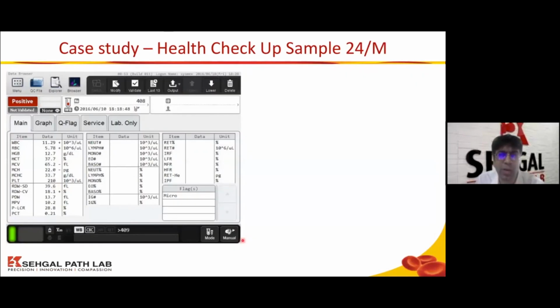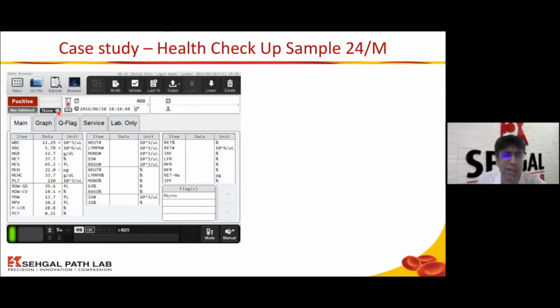So let's show you a couple of case studies and examples. Now this was a health checkup sample from a 24-year-old male. You see the hemoglobin is 11.2, the WBC count was 11,000, hemoglobin looked 12.7 with the normal platelet. But if you see, there are two things. There's a positive judgment based on a flag given that there is microcytosis. And can you see this cloud kind of a mark?